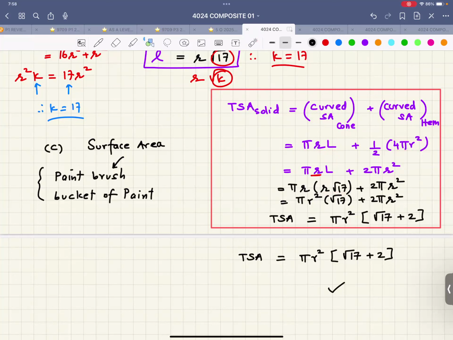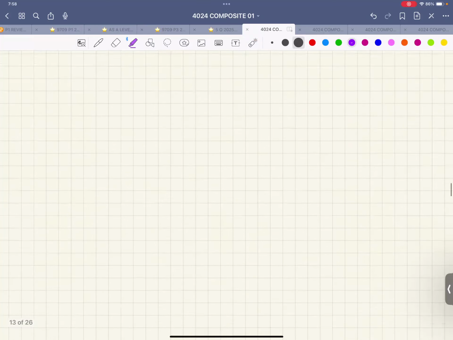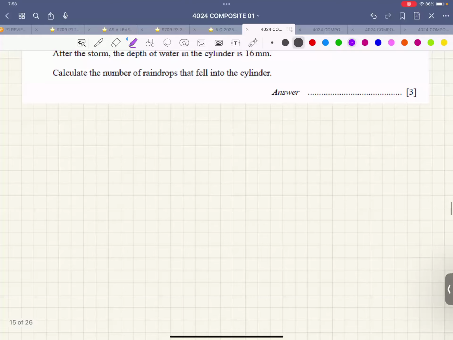Remember this thing, you have a paint brush like I have, and just keep on painting. And as soon as you have that feeling, you know exactly what the surface area is. So now this thing is done.